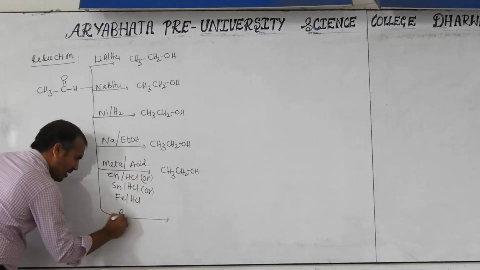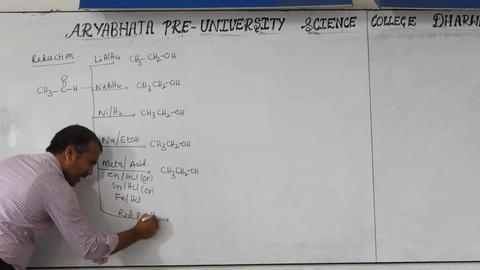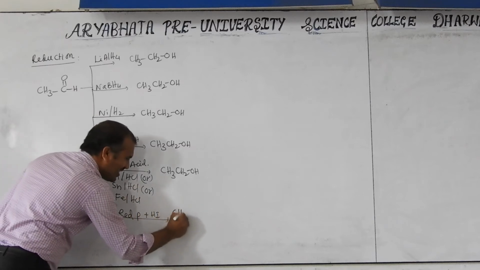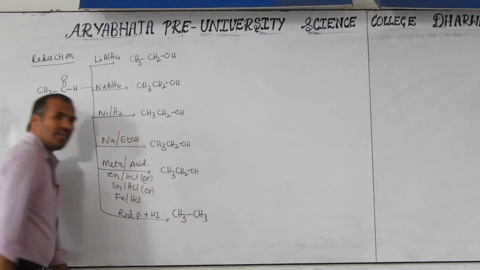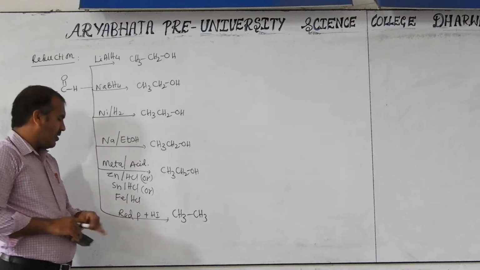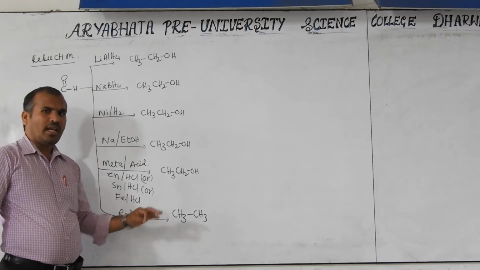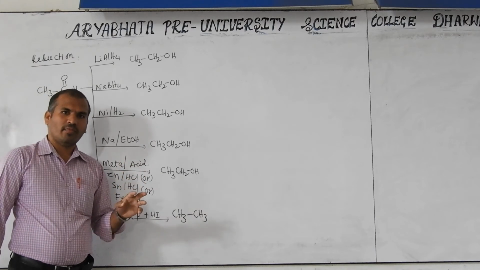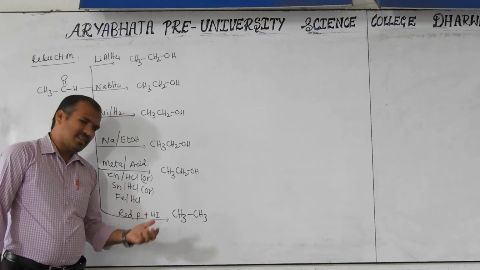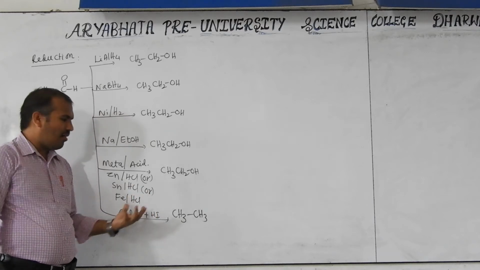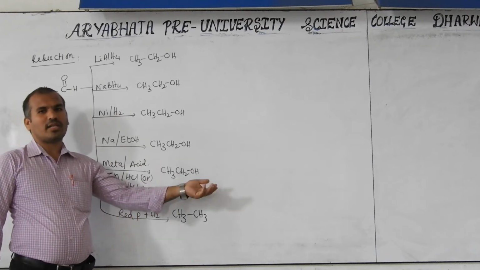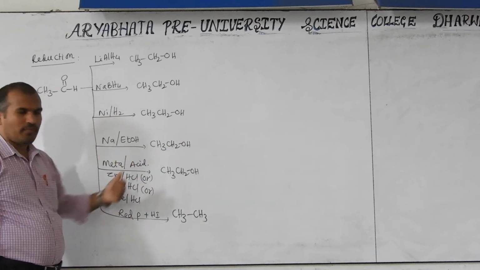Next, red phosphorus plus HI. Here there is no alcohol formation; CH3, CH3, an alkane, will form. This is very important: with red phosphorus plus HI, any functional group we discuss, aldehyde, ketone, carboxylic acid, esters, acid chloride, all are converted to alkane. A 2 carbon compound gives a 2 carbon alkane, a 3 carbon compound gives a 3 carbon alkane, like this.